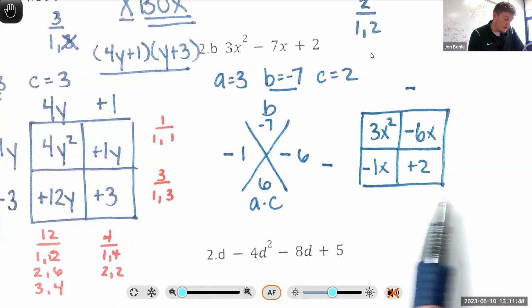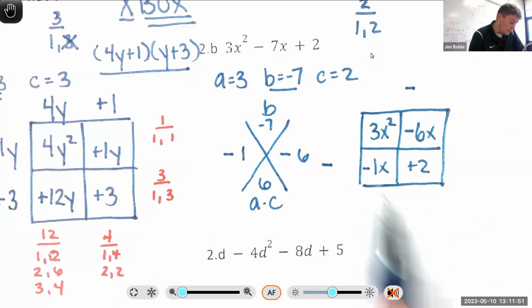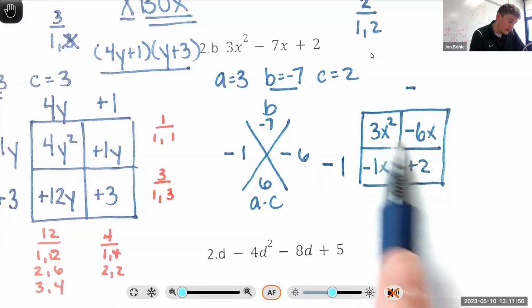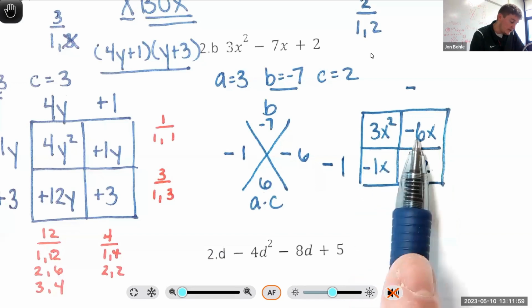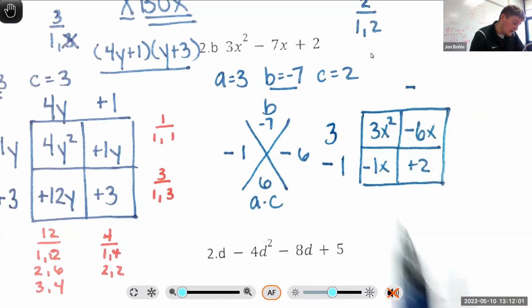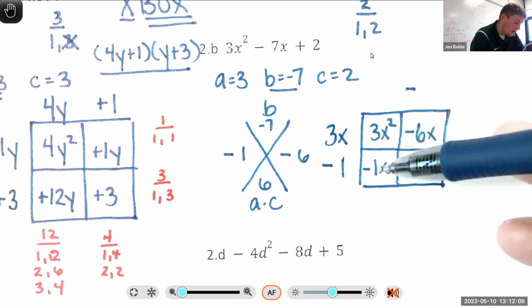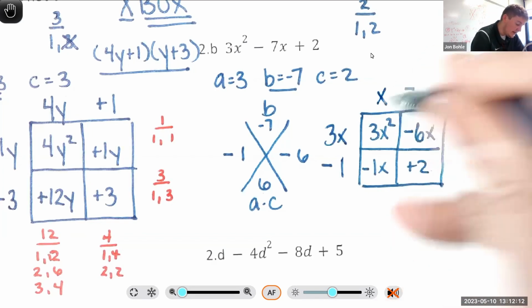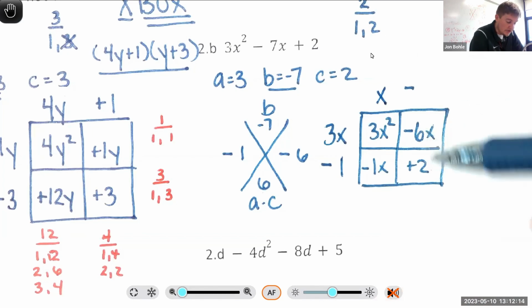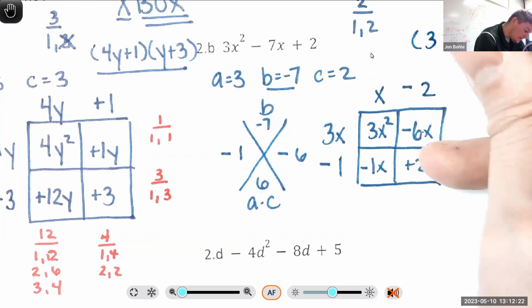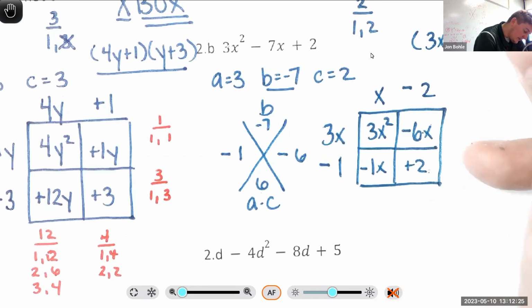Then I can start taking greatest common factor. What's the largest number that divides out of 2 and 1? Well, it's 1. What's the largest number that divides out of 3x squared and 6x? Well, 3 and 6, the largest number that would divide out of that is 3. And then x squared and x is also going to be x. Okay, 3x squared and 1x: the largest number that divides out of each of those is x, or 1x. And the greatest common factor of 6 and 2 would be 2. So my answer is going to be 3x minus 1 times x minus 2.